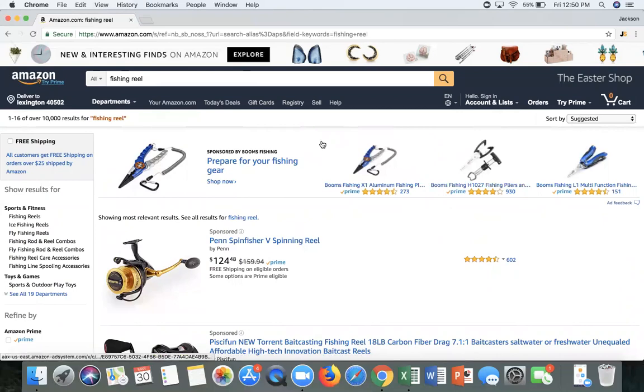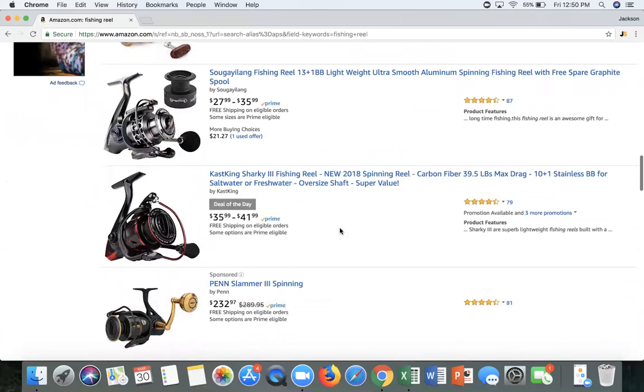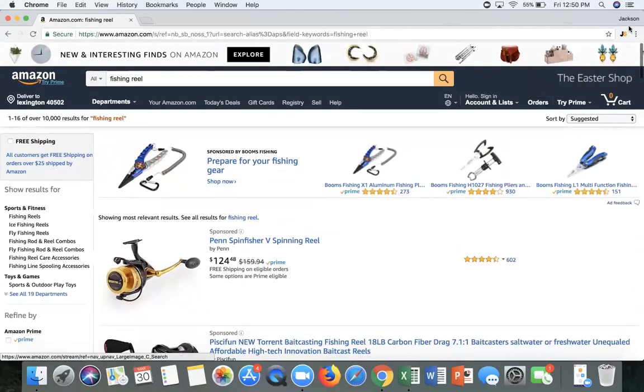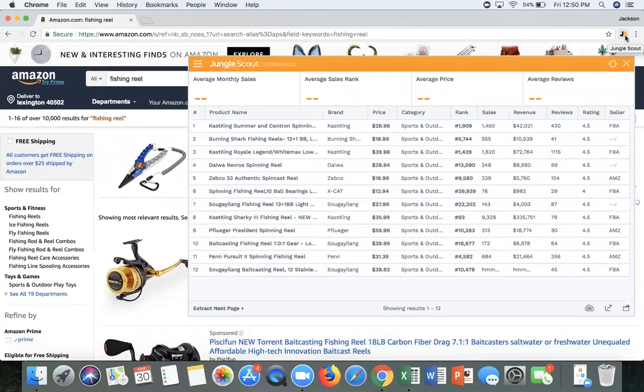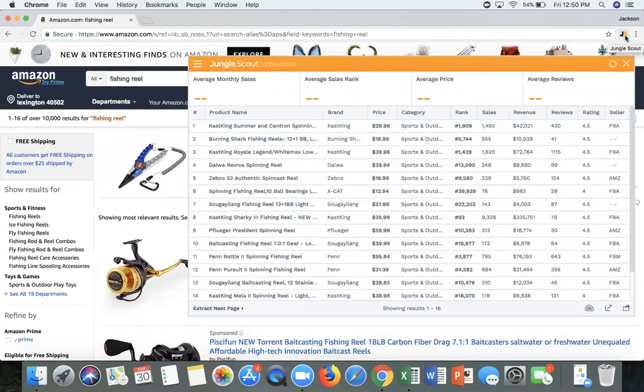So let's go ahead. We typed in fishing reel. Let's say we want to try and sell this product and see how it is. We have our page of the listings right here. Jungle Scout is just a Chrome extension. So you see in my top right corner, it's just a little icon, JS. That's the Chrome extension. We simply click that, give it a few seconds to load up. And still loading. Here's the loading. And bam, we have our numbers. So what do these numbers mean? What do we want to look for? What's important? What's not important? Let's get into it.